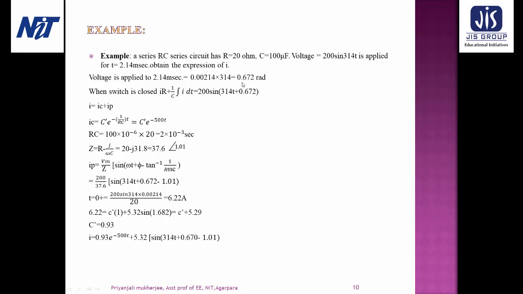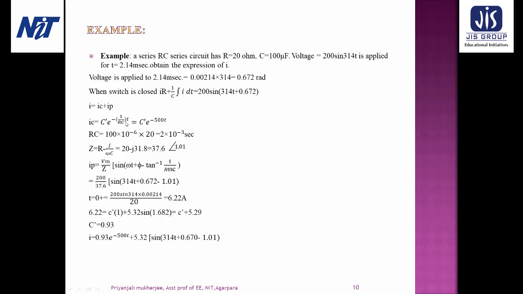Now when the switch is closed, we can apply the KVL, and it becomes iR plus 1 by C integral of i dt equal to 200 sin(314t plus 0.672). And the overall current response is the summation of the complementary function response, that is the transient response, and the steady state response i_p. And i_c becomes C dash e to the power minus t divided by RC.